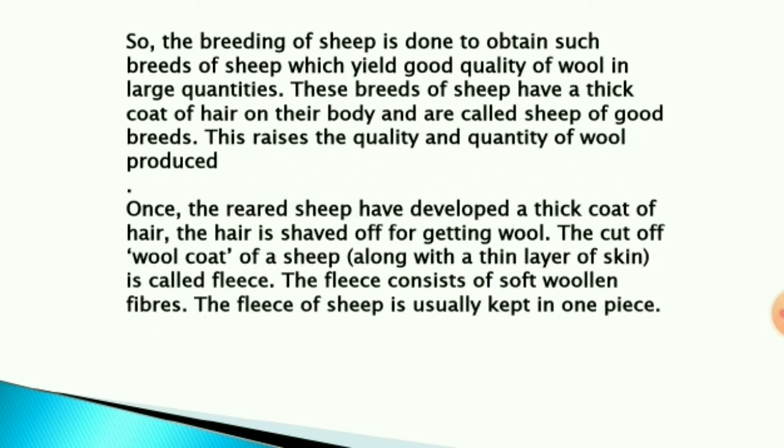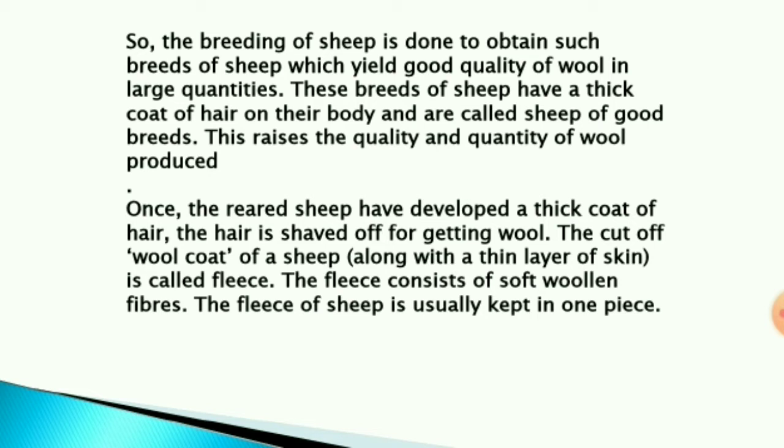And so the breeding of sheep is done to obtain such breeds of sheep which yield good quality of wool in large quantities. These breeds of sheep have a thick coat of hair on their body and are also called sheep of good breeds. This raises the quality and quantity of wool produced. Once the reared sheep have developed a thick coat of hair, the hair is shaved off for getting wool.